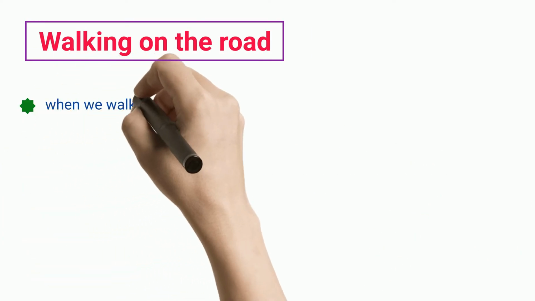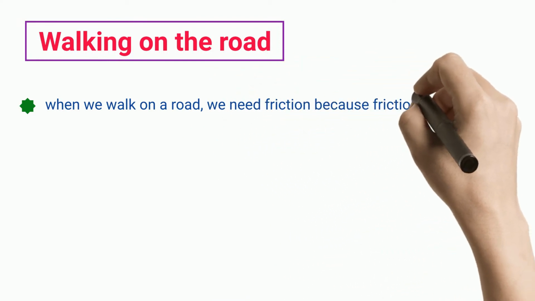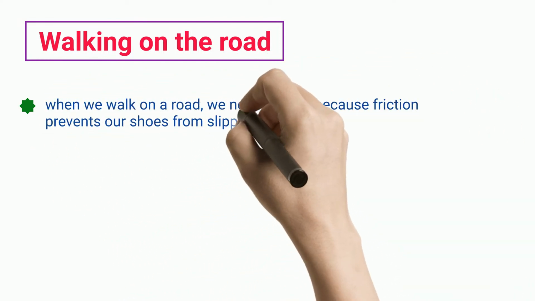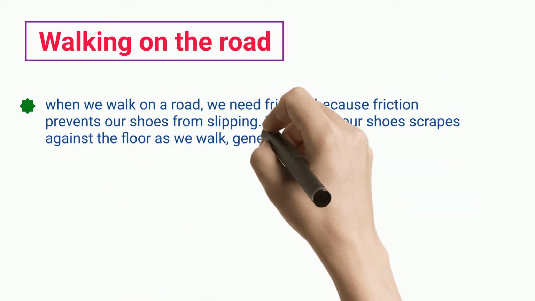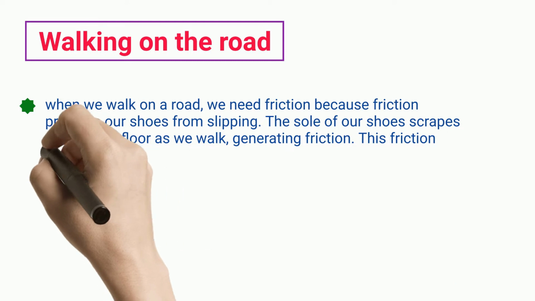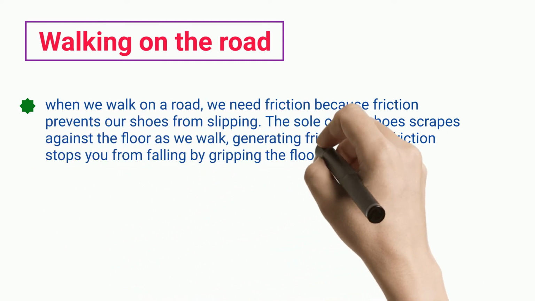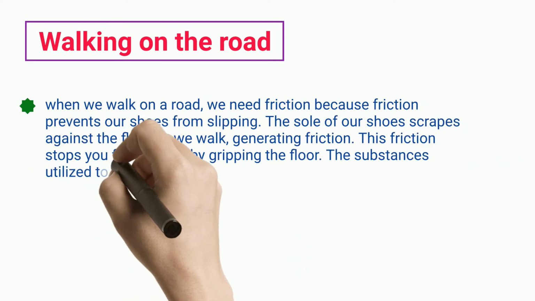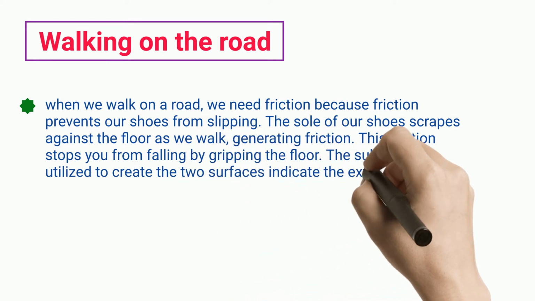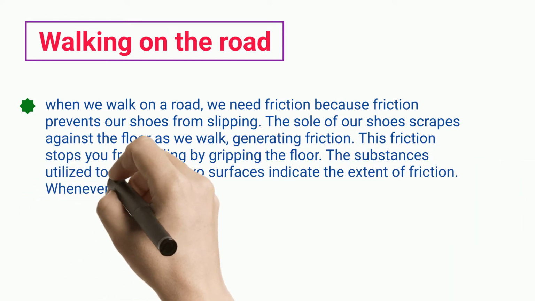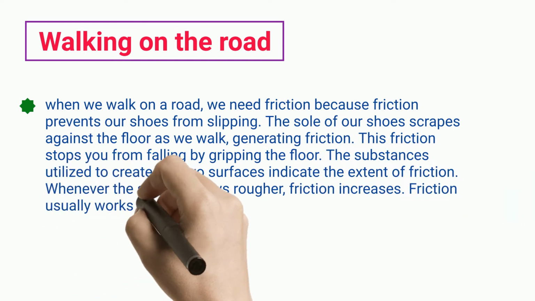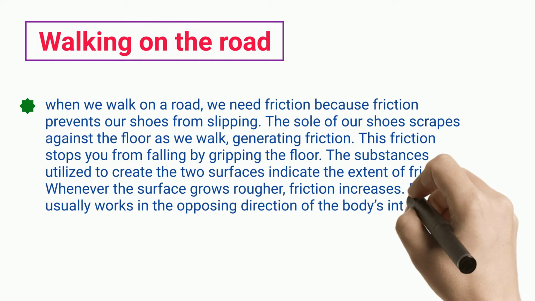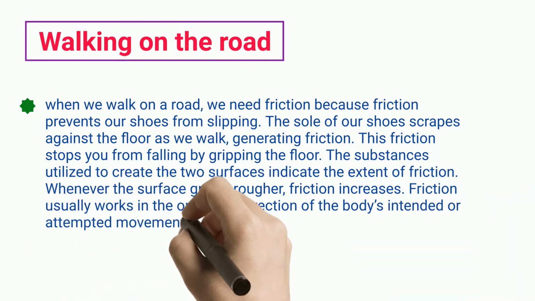Walking on the road. When we walk on a road, we need friction because friction prevents our shoes from slipping. The sole of our shoes scrapes against the floor as we walk, generating friction. This friction stops you from falling by gripping the floor. The substances utilized to create the two surfaces indicate the extent of friction. Whenever the surface grows rougher, friction increases. Friction usually works in the opposing direction of the body's intended or attempted movement.